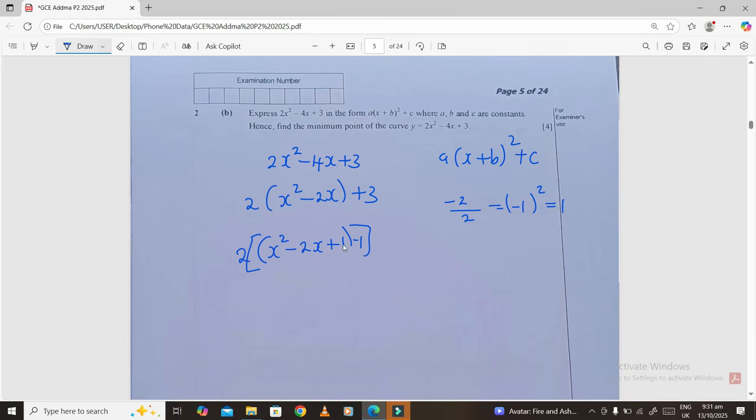Minus 1. So plus 1 minus 1, so this is just a 0. And then say plus 3. So here we can say 2 open bracket x, okay, x minus, okay, it's a minus 2, x power 2 minus 2x plus 1, and then here we say plus 3 minus 2.